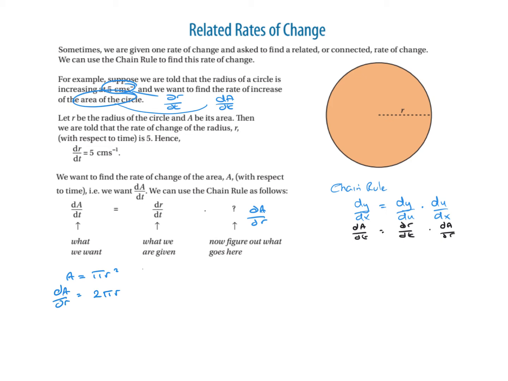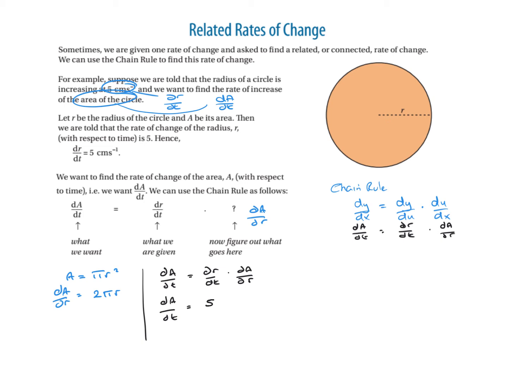So I now know that dA/dt, the change in the area with respect to time, is equal to dr/dt multiplied by dA/dr, and I'm just going to combine everything that I know. So dA/dt is equal to dr/dt, and that comes from the question. We know that dr/dt is equal to 5, so that equals 5.